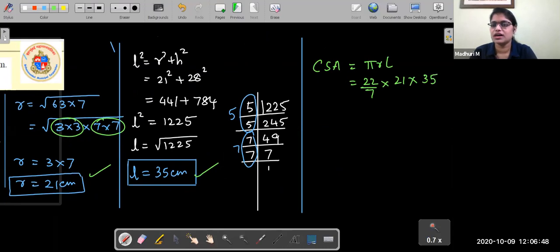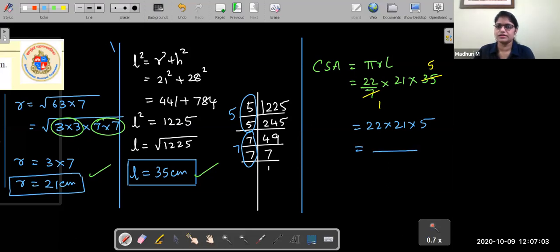So just cross out the 7 here. That would be 7 times 1 is 7, 7 times 5 is 35, and then we are left with 22 into 21 into 5. Just do the multiplications easily and you will get the answer, right? So multiplying, we are left with the answer, that is 2310, and since it is area, the unit has to be squared. So that will be centimeter square. That's how we got the CSA. CSA equals 2310 centimeters squared.